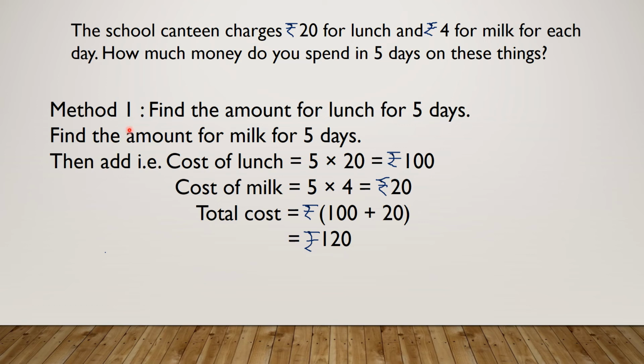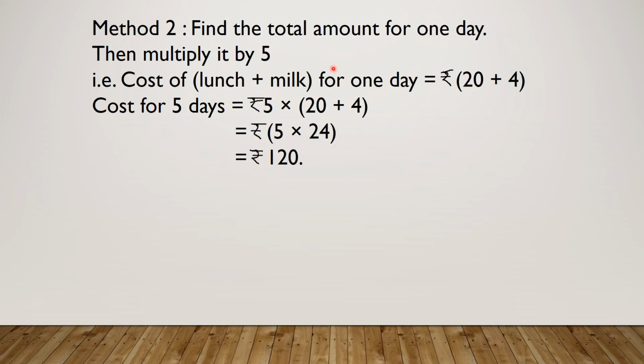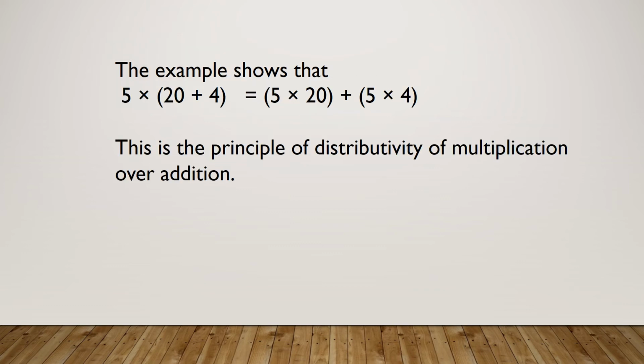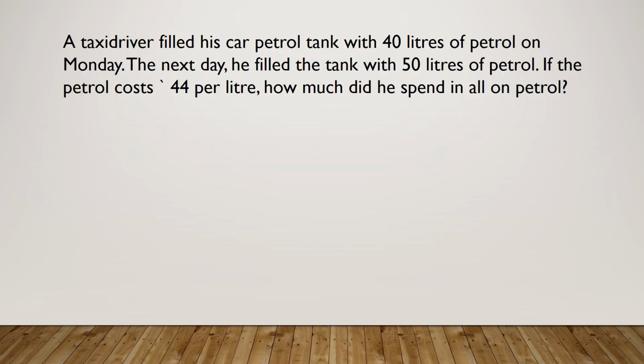This is one method. Another method is we can take these two together, 20 rupees for lunch and 4 rupees for milk. So total cost lunch plus milk in one day is 20 plus 4, that is 5 into 24 equal to 120. Method 2. So it is same, 5 into 20 plus 4 or 5 into 20 plus 5 into 4, it is same. This is the principle of distributivity of multiplication over addition. Okay. Now there are some simple problems. Let us look at the problems.